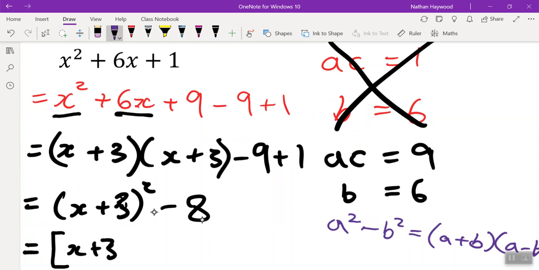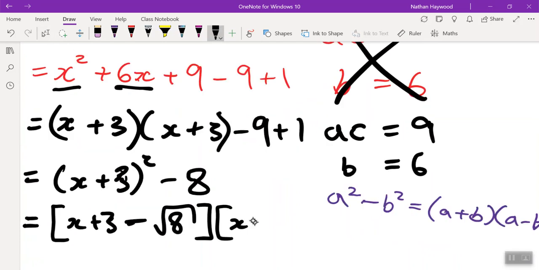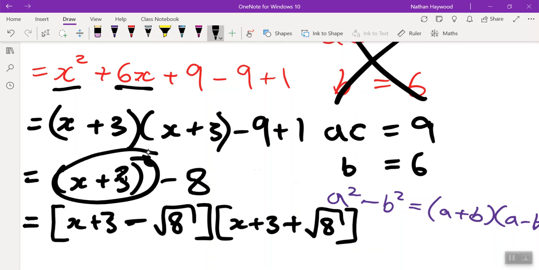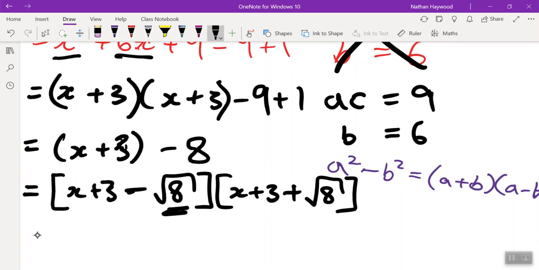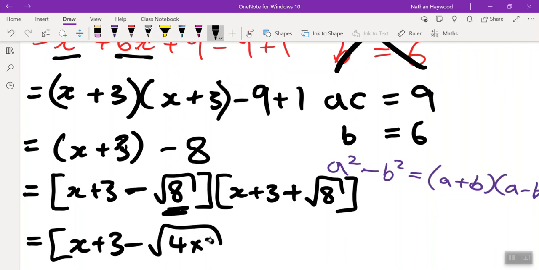So we're turning this into something that looks like that purple writing. I'll show you what I mean. We've taken the A number, or the square root of this, which is that, taken the square root of that, which is that, put them into two brackets. So the last step is to simplify the surd. Remember, 8 is 4 times 2, and the square root of 4 is 2.